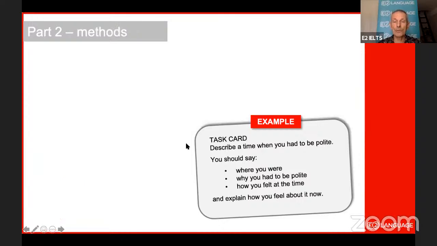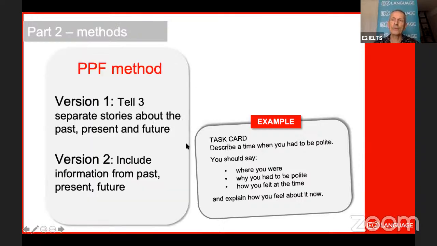And there are 2 basic ways of doing that. To help you speak for 2 minutes, you can either use our PPF method, present, past, and future, when you might tell 3 separate stories. Oh, I remember when I was a kid, probably about 5, my granny was always telling me, you've got to be polite. And then we had a visitor and I had to be polite, and you tell what happened there. And then today, in my job these days, because I'm a receptionist at a hotel, I have to be polite all the time. I'm never allowed to be rude. So there's 2 stories you could tell. And you might think of another one in the future, that kind of thing.